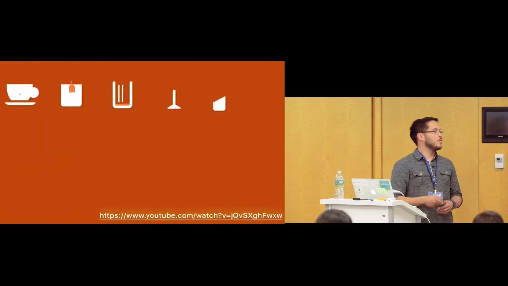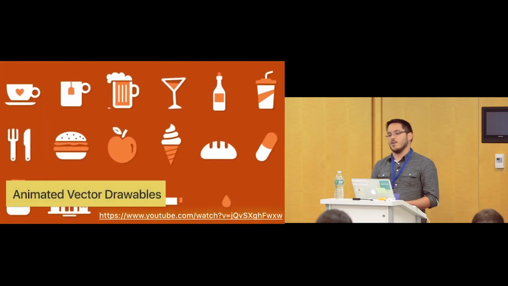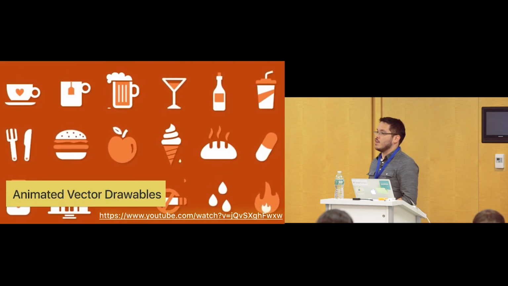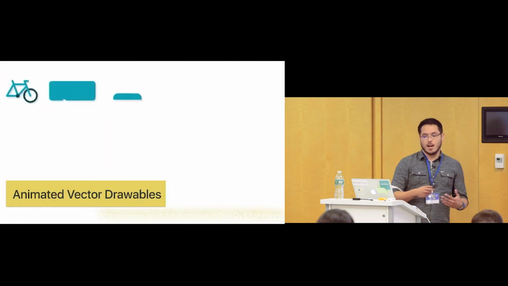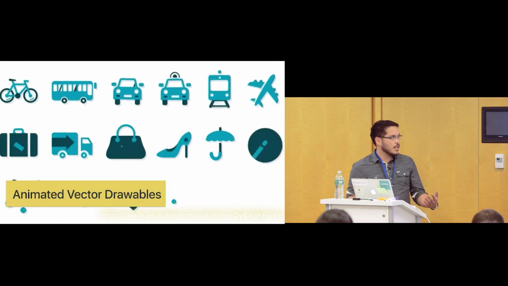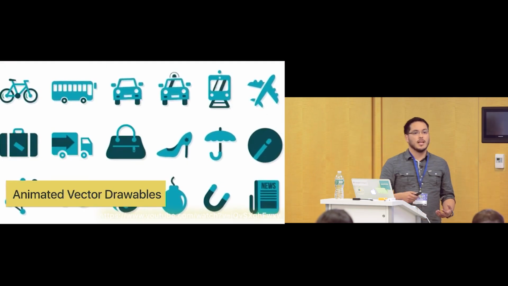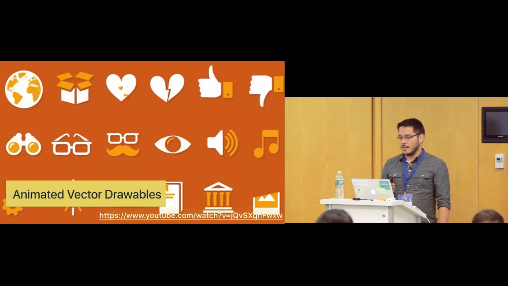So animated vector drawables. The coolest thing about animated vector drawables is that we can play with the very little detail of an image. Like those animations that are on the screen right now, they all can be done easily with vector drawable just by telling them where to go, how to rotate, and how to move.